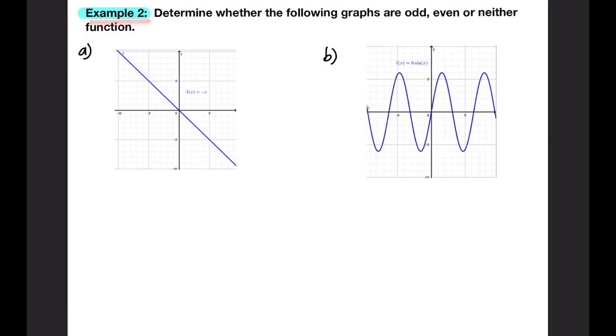Okay, look at example 2. Determine whether the following graphs are odd, even, or neither function. For question A, we have this graph. First check whether the graph is symmetric at the y-axis. For an even function, the graph is symmetric at the y-axis. For an odd function, symmetric at the origin.